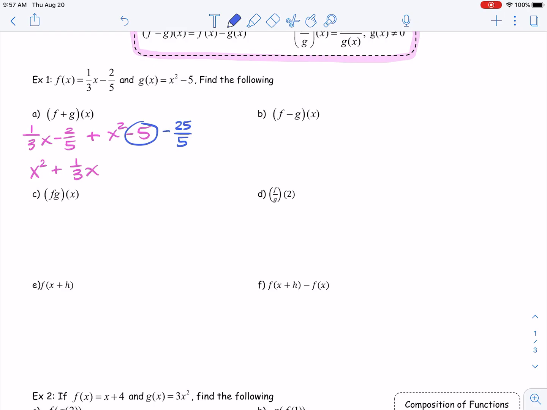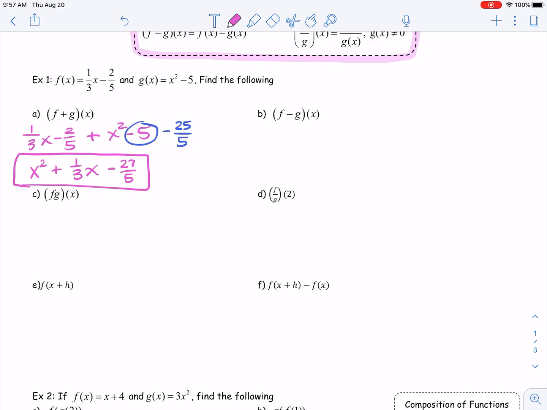Now that they are like fractions, I can simply combine my numerators. When you're adding or subtracting fractions and they have the same denominator, you can just work with those numerators. So I have a negative 2/5 and a negative 25 over 5. Of course, that will give me a negative 27 over 5. That fraction cannot be reduced. Nothing else can combine. So boom, there's our answer. I know it might look ugly, it has some fractions in there. That is okay. We are simply adding those two functions together, and this is our answer.